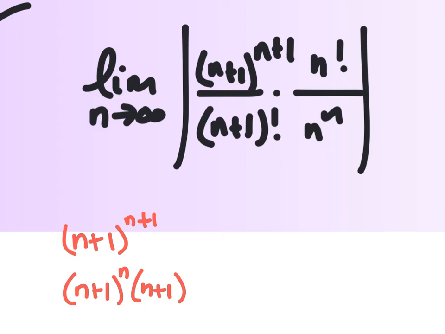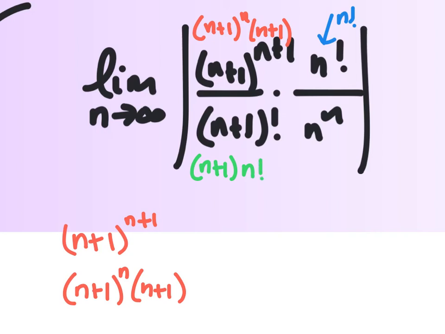Okay, so this term right here is going to become (n plus 1) to the nth times (n plus 1). n factorial I'm going to leave as is; that's just going to stay itself, n factorial. Down here, I'm going to take (n plus 1) factorial and turn it into (n plus 1) times n factorial. And I think that's all I want to do. I'm going to leave this one as n to the nth.